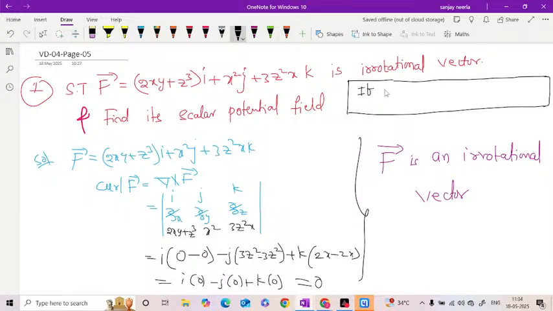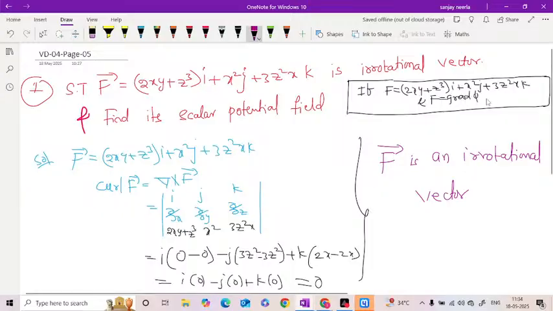If f is equal to (2xy plus z cube) i plus x square j plus 3z square x k, and f is equal to the gradient of pi, then find the pi value. Okay, so this is the question. If f is some vector and f is equal to gradient of pi, what is the pi? Now the biggest question is, how can you find the pi?